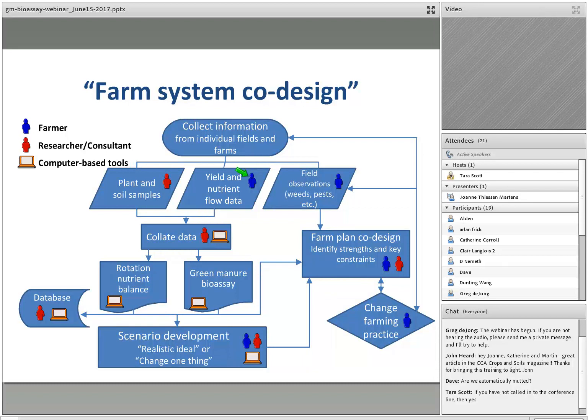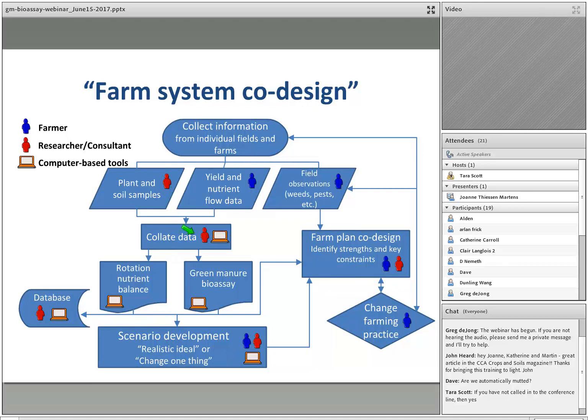The agronomist might be collecting plant and soil samples, but meanwhile the farmer is also collecting information on yields, quantities of products that they've used, that kind of thing, as well as field observations on what the weeds are, the pests, how the crop looks, and that kind of thing.